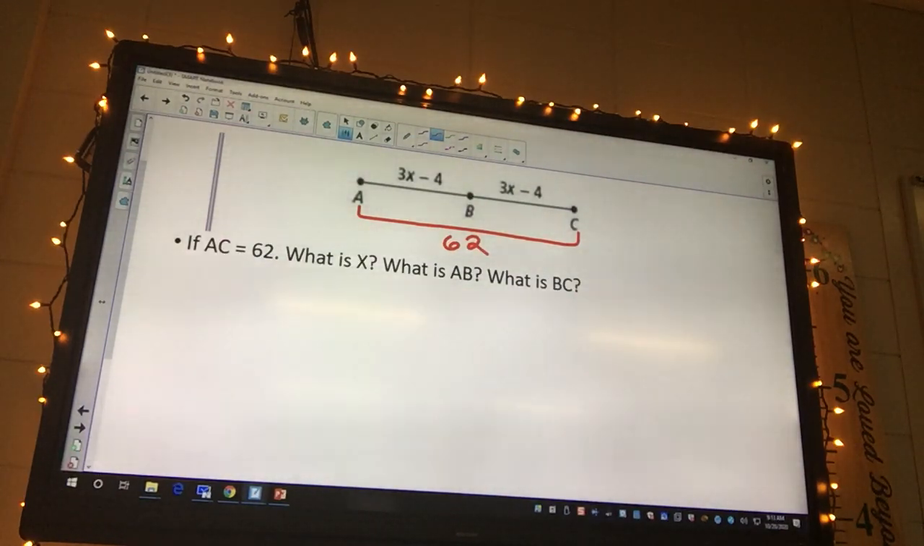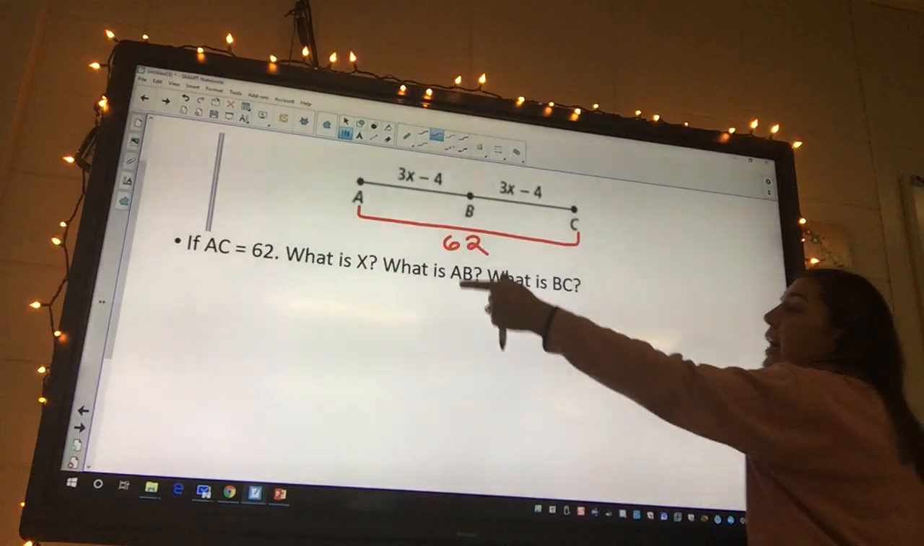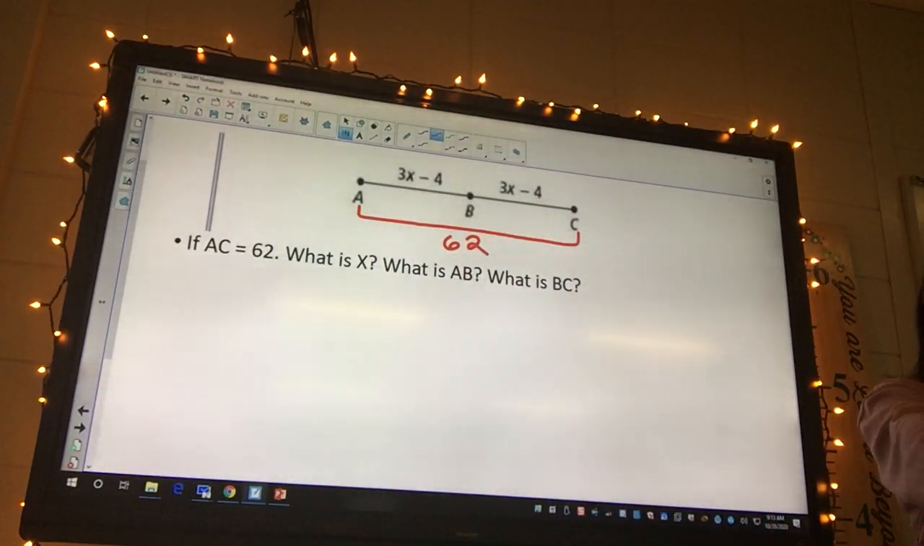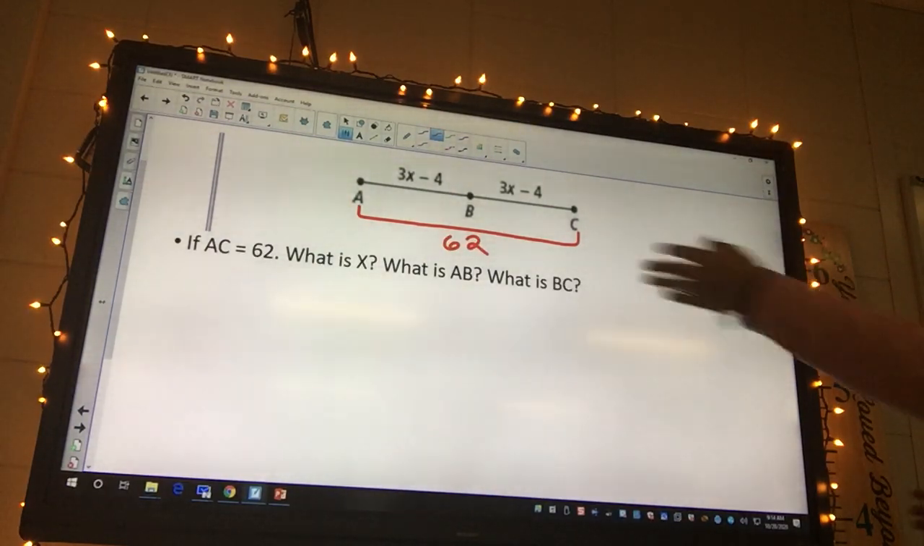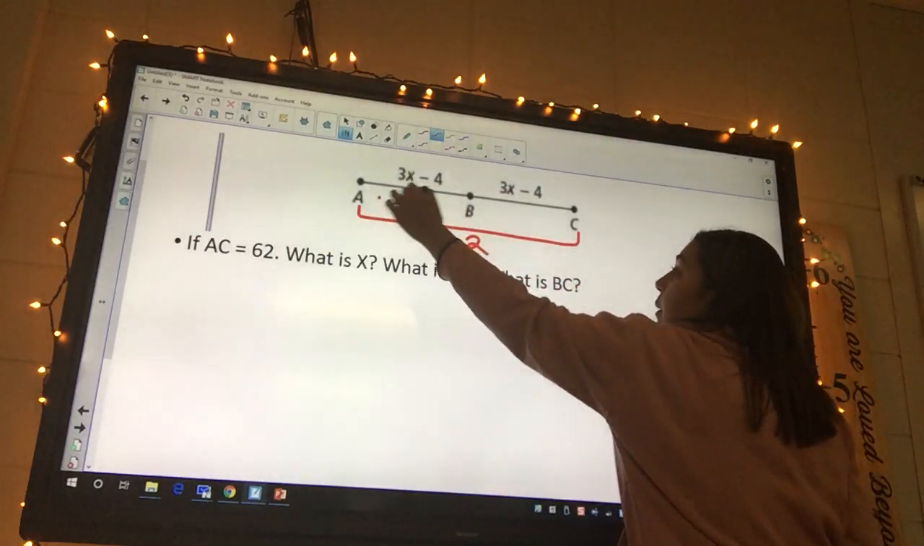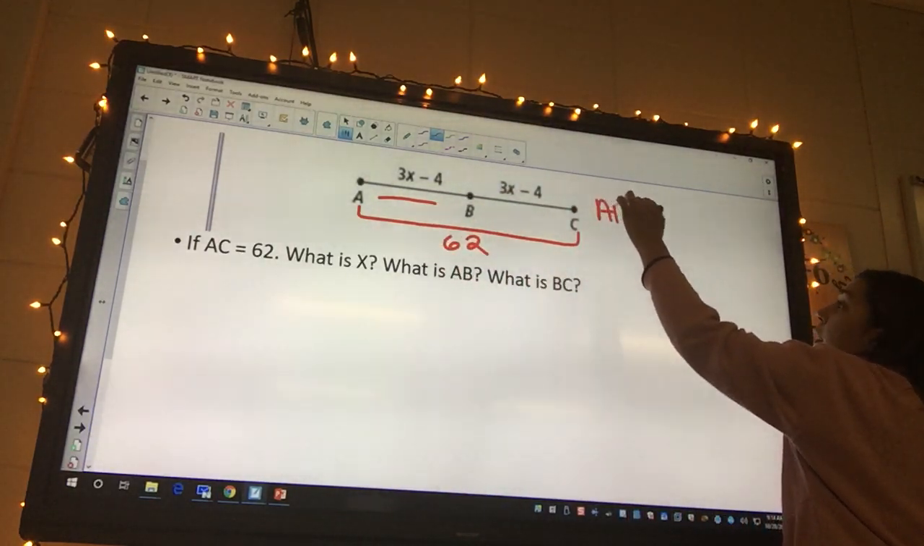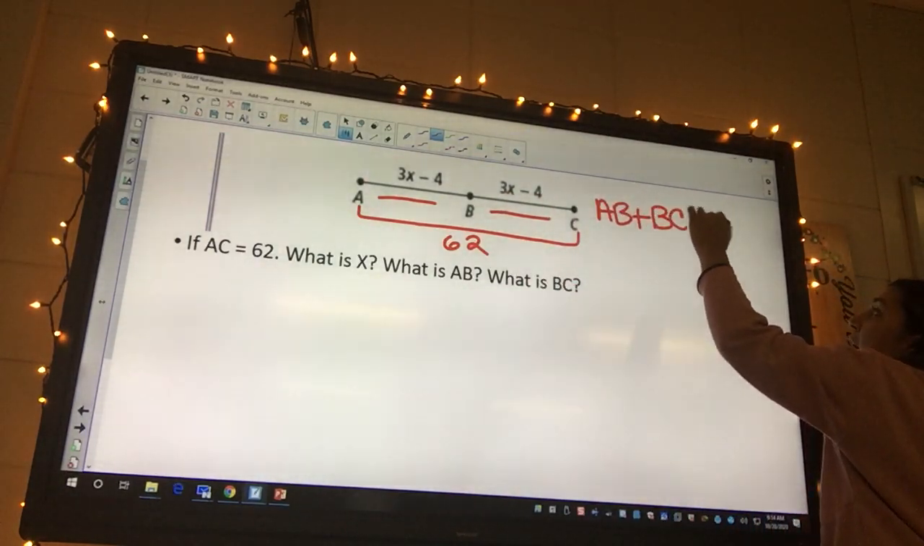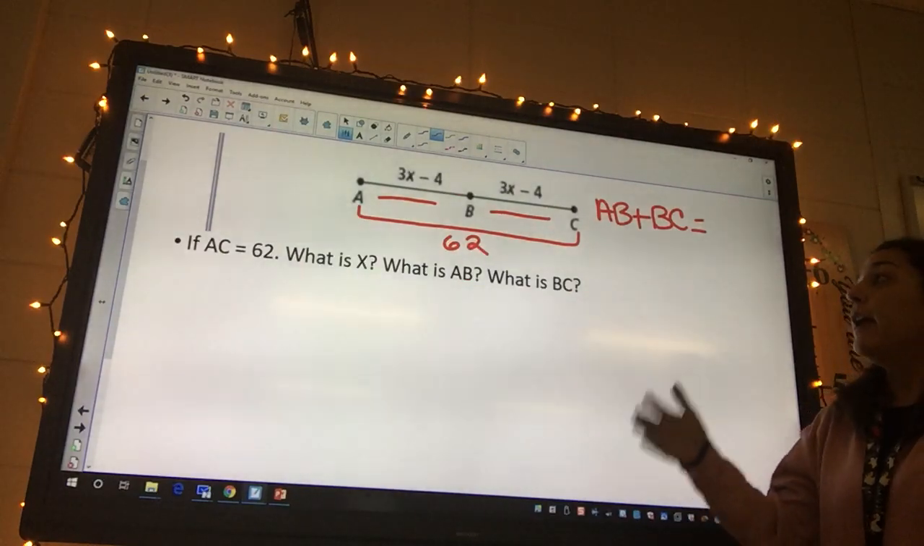Remember we talked about, if I cut my arm into 2 pieces, and I put them back together, I still have my full arm. I could take this half of my arm and this half of my arm and put them together and it gives me a whole arm. It's no different than if you have 50 cents and 50 cents, it's gonna give you $1. So if I take AB, which is this part, with BC, I should equal 62, or AC.